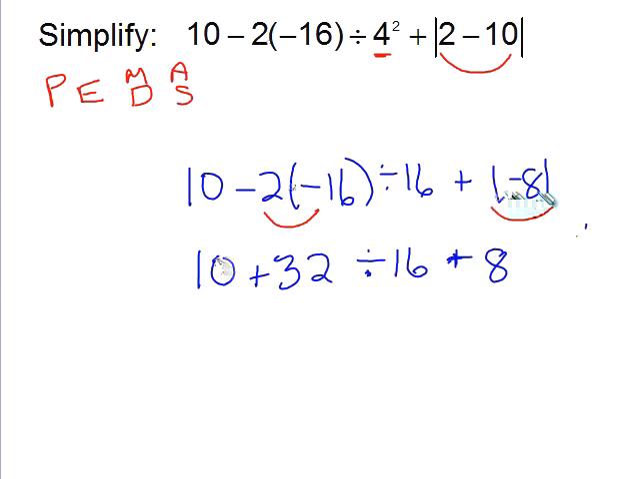So now, looking left to right, I do still have division, so I am going to work this division problem. So I have 10 plus 32 divided by 16 is 2, and then plus 8. So finally, 10 plus 2 is 12, plus 8 is 20.